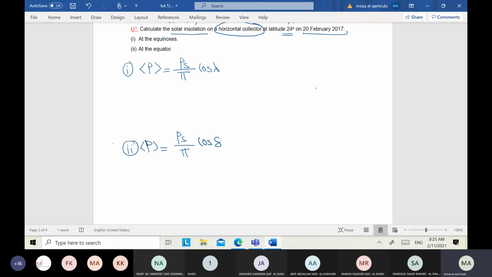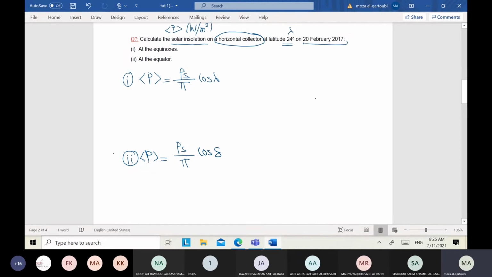What does PS mean? It is not given in the question. P, you know, the symbol P means power. So this is power density now. Where is the value of power density? We didn't have any note in this question about PS. How do we find it? How to find power density? Does anyone know?